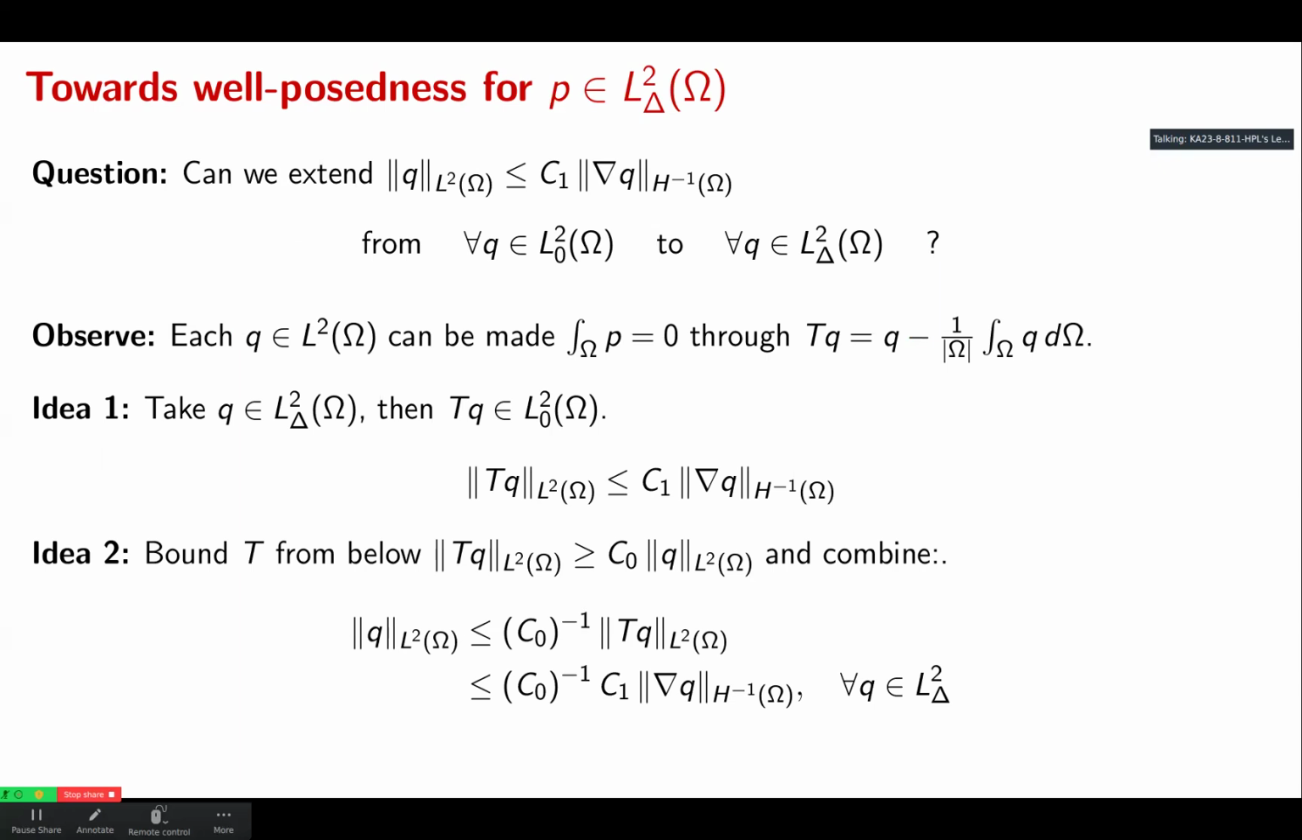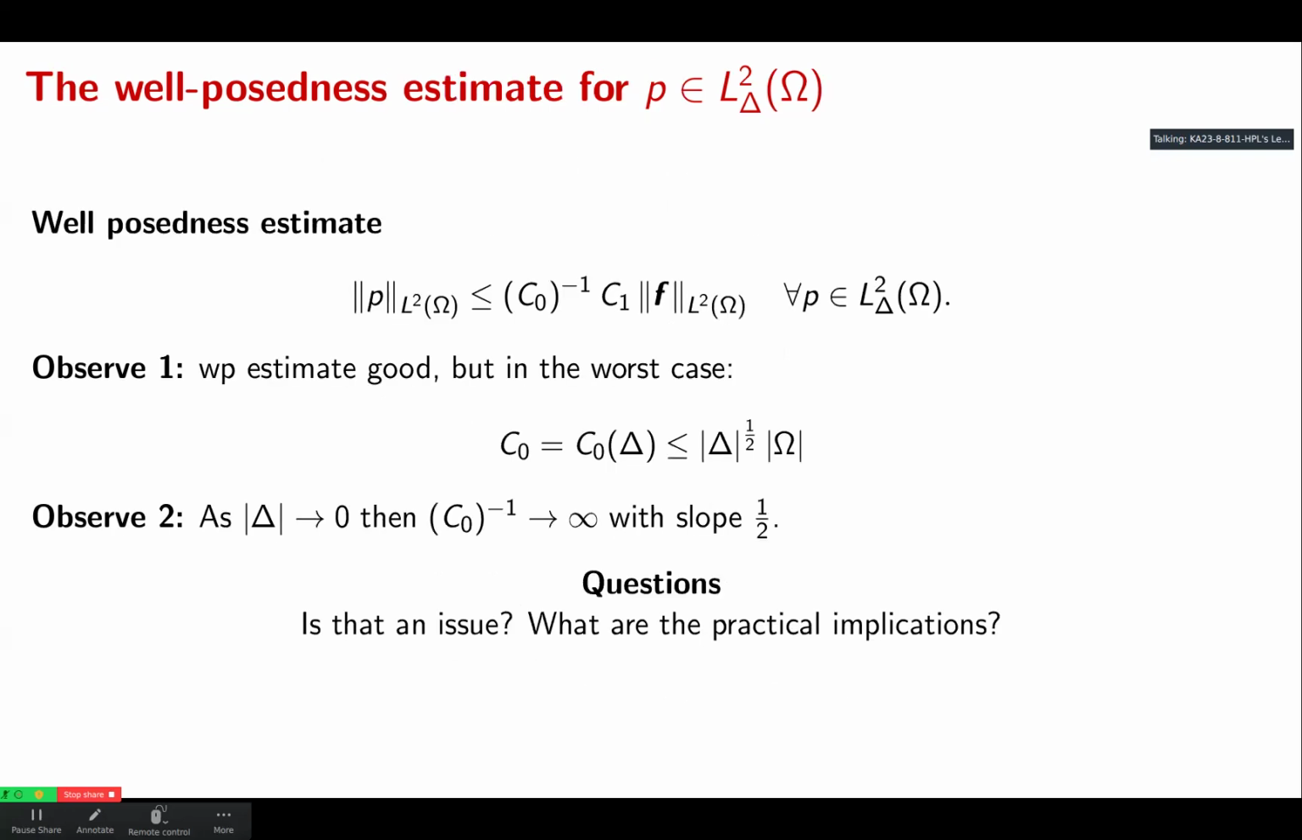What we observe is that each Q in L2 can be made zero average through this operator T. It's an average subtracting operator. So idea one is to take a Q from L^2_delta and then map it to L^2_0 through this operator T. And because Q lives in L^2_delta, TQ will live in L^2_0, we can use the Nečas inequality that I mentioned before. So like that. But then idea two is to bound T from below. And to do that, you have to show that T is continuous, injective, closed range. And then you arrive at something like that. So then you have that the pressure Q is bounded by these two constants times the gradient of Q. And that holds for each Q in L^2_delta. How to do that, I will not talk about.